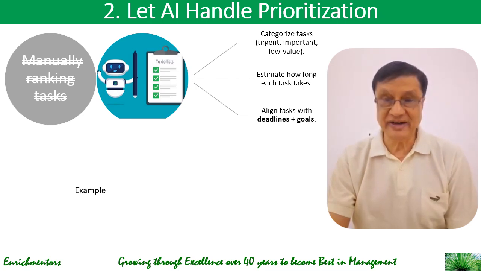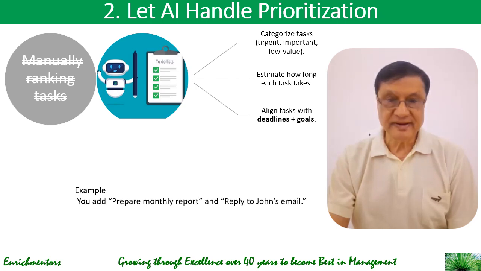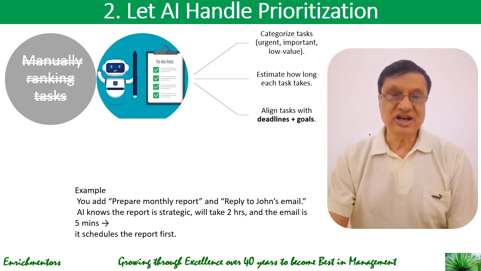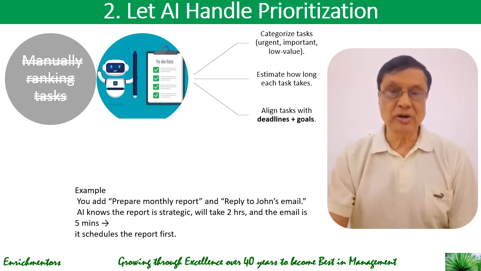An example of that would be, you add prepare a monthly report and reply to John's email as two key tasks. AI knows the report is strategic. It will take 2 hours and the email takes 5 minutes. It schedules the report first, right? So that's how AI will start handling your prioritization.